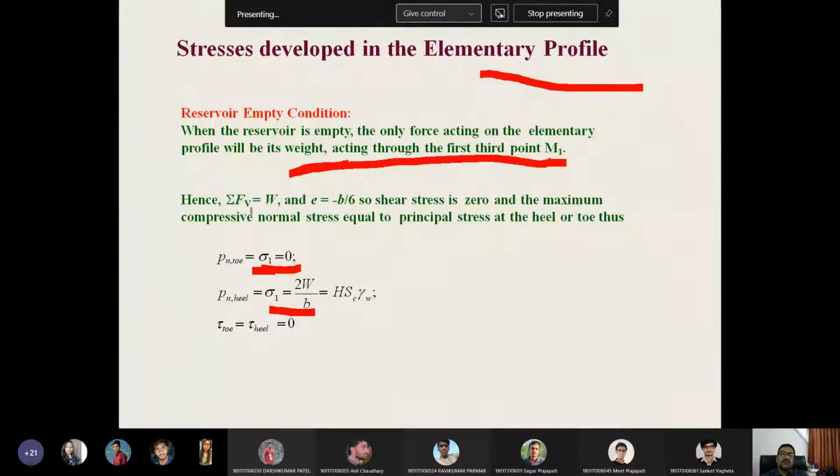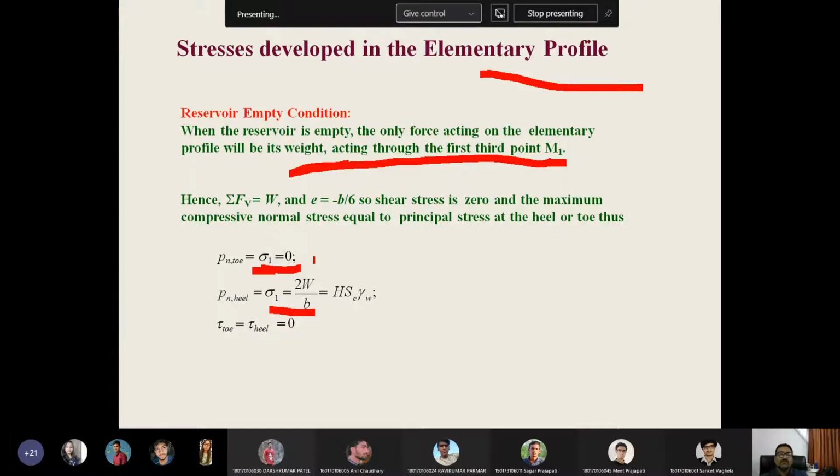Hence sigma FB is equal to W and E is equal to not B by 6 but minus B by 6. Earlier we were using B by 6 at the M2, but that was plus. Here because it is downstream of or backward of the neutral axis, so we are using minus B by 6. So shear stress is 0 and maximum compressive normal stress is equal to principal stress at the heel.